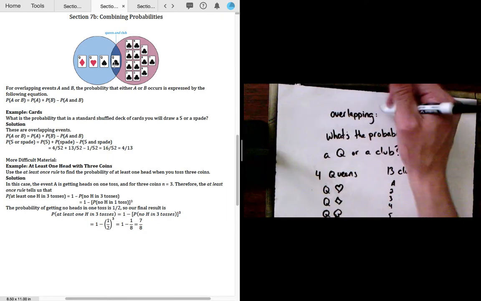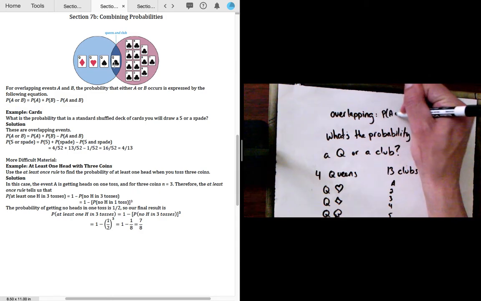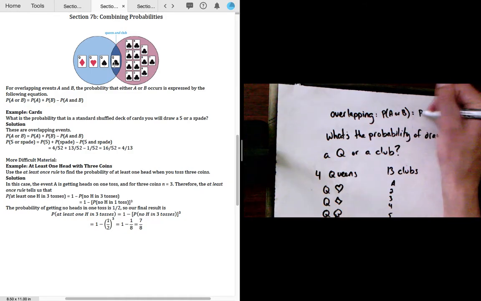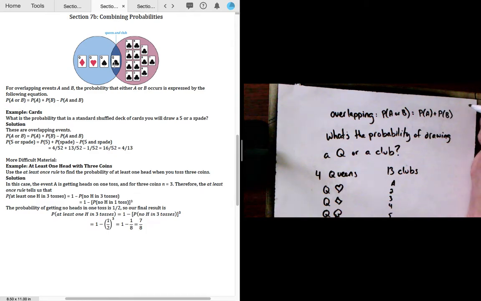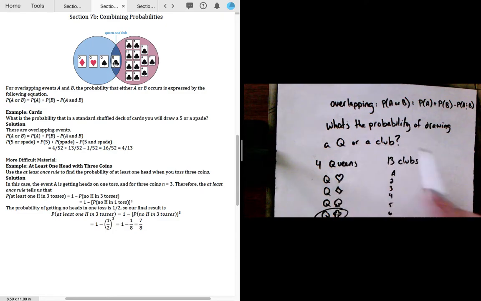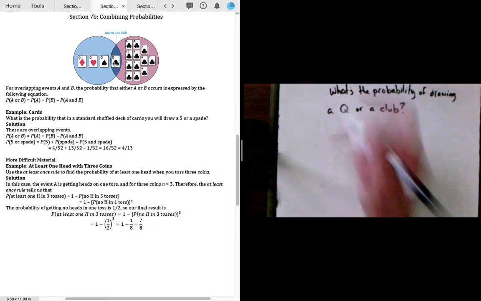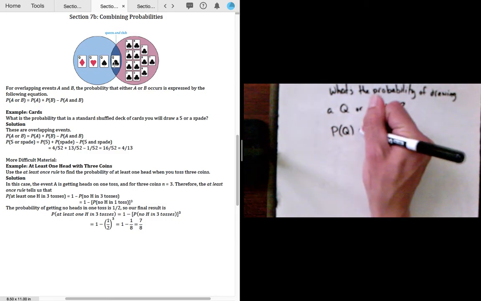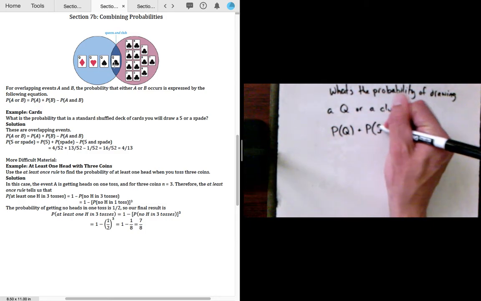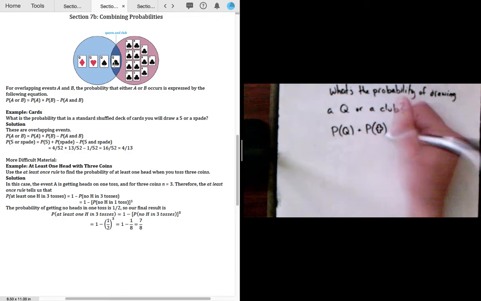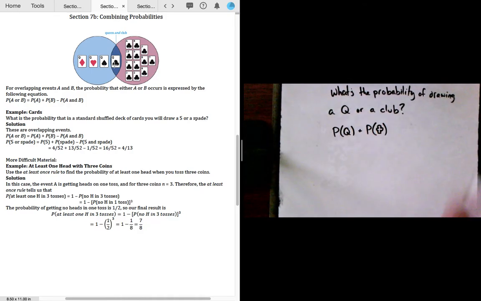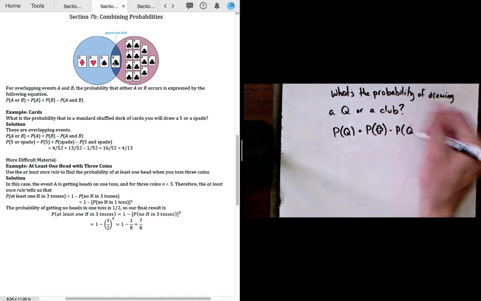We can say, for the probability of overlapping, probability of A or B is going to be equal to the probability of A plus the probability of B minus the overlap, which we refer to as probability of A and B. Probability of A and B in this problem would be a queen and a club, which does exist. There's one of them. And so the way that we'll write this out is probability of queen plus probability of club. Bear with me with these terrible pictures. And it'd be better if it was actually focused. There we go. Minus probability of queen of clubs.